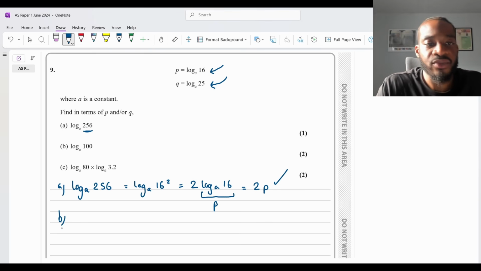Part B. Now, same thing. Log base A of 100. And I look at that, log base A of 100.